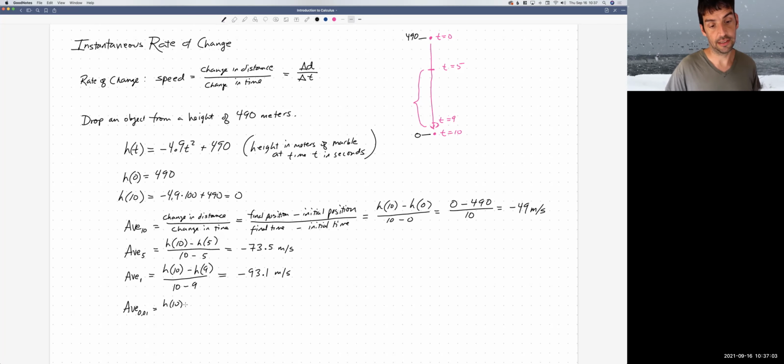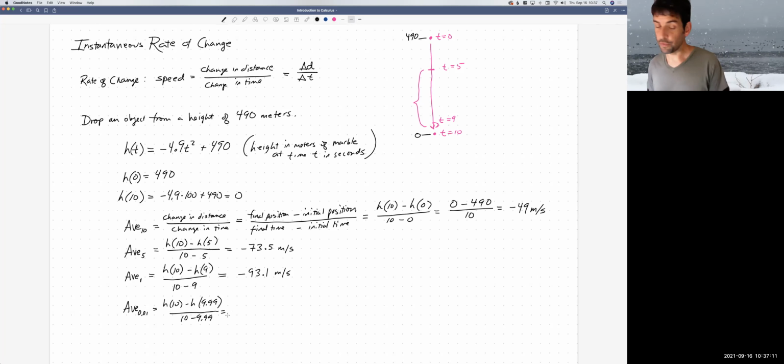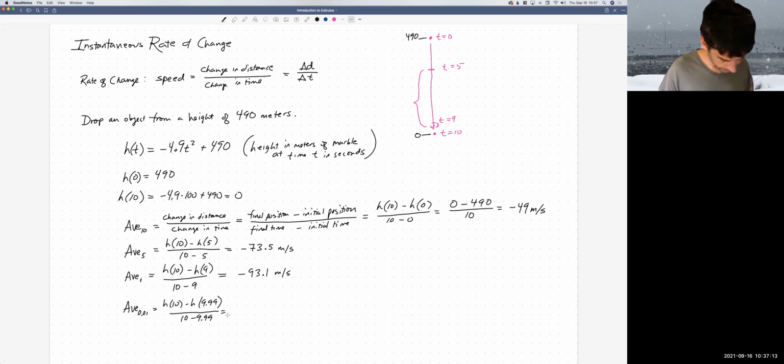This is, right, just looking at the very last moment. 1/100th of a second, and we end up with negative 97 point, where did you go? 95, call it 95 meters per second. And we'll do one more.